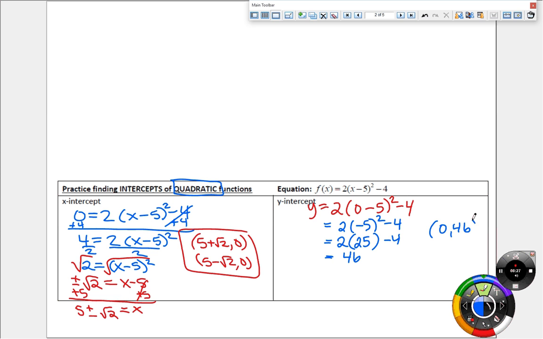Now you might not see where 46 is on your graph, but the way this parabola is drawn, it should make sense that 46 could be the y-intercept, meaning you don't see it cross the y-axis, but it makes sense it would be way up at 46.